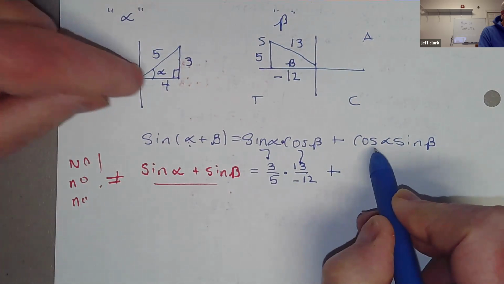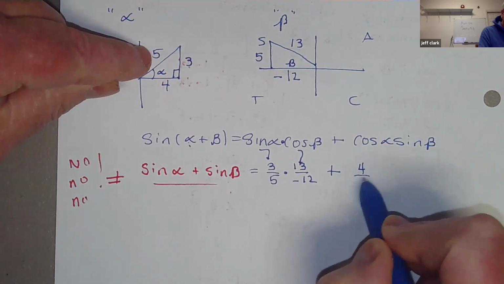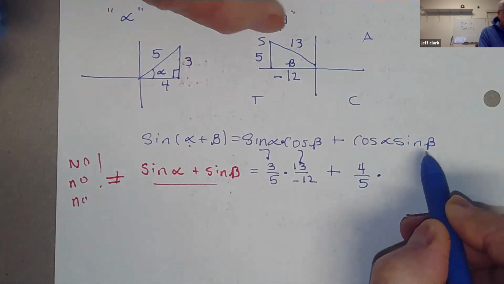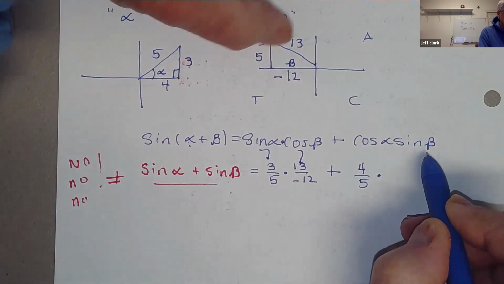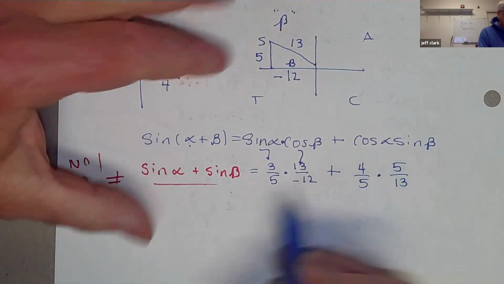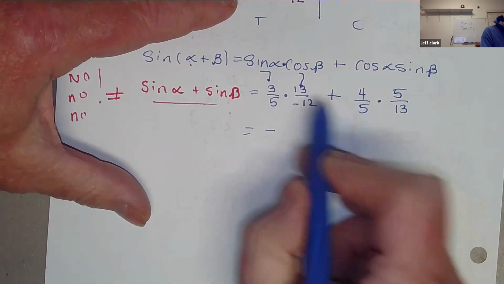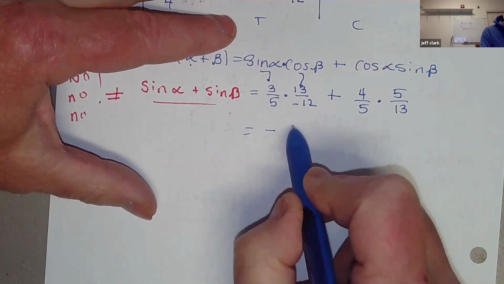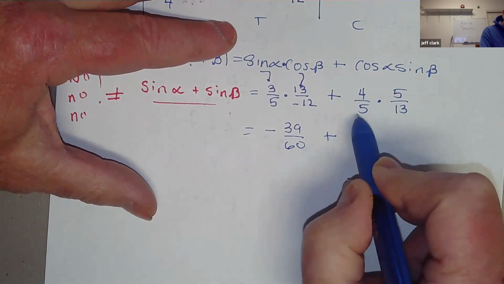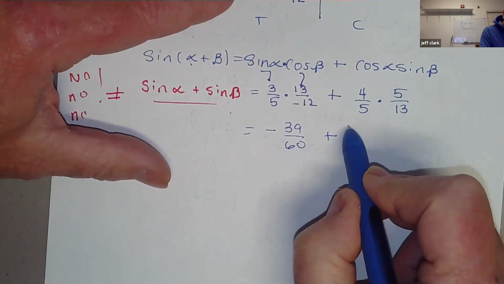Now I'm back over to alpha, which is right here. Cosine is 4 over 5, 4 over 5 times. Oh, slide back over to beta. That's this triangle. And the sine is opposite over hypotenuse. Oh, okay, so 5 over 13. And the rest is arithmetic. Multiply straight across. Oh, put the negative up there, I guess. Multiply straight across. That's 39 over 60. Multiply straight across. 20 over 65. Is that right? Yeah, 20 over 65. Well, it looks right.